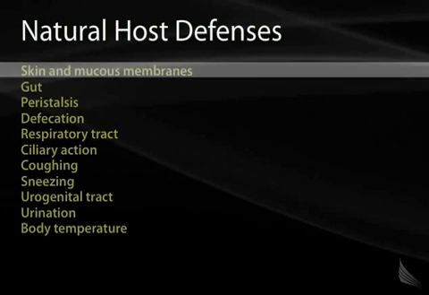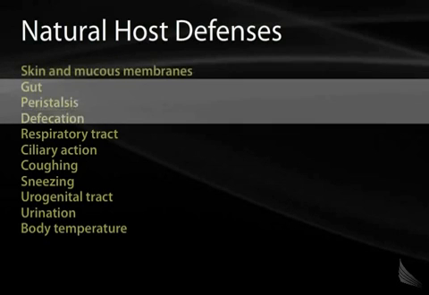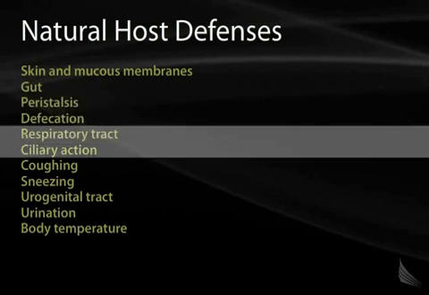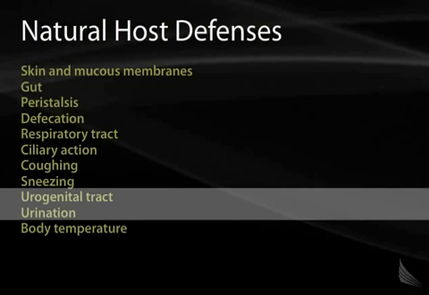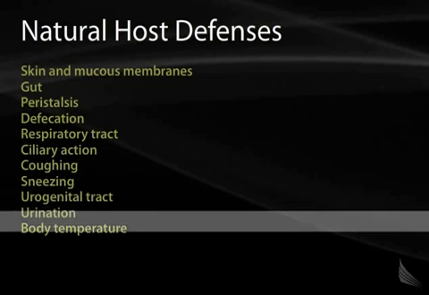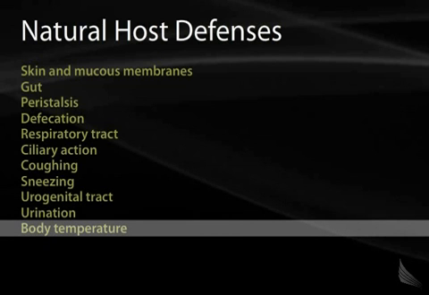First and foremost, we have our skin and our mucous membranes which form a physical barrier. Our gut has evolved peristalsis and defecation to eliminate waste. Our respiratory tract has a ciliary action which sweeps the mucus and bacteria out of our pulmonary system and is frequently attacked by bacteria. We have coughing and sneezing which serve the same purpose. The urogenital tract has urination to void itself of any waste, and we have our body temperature which inhibits bacterial growth.